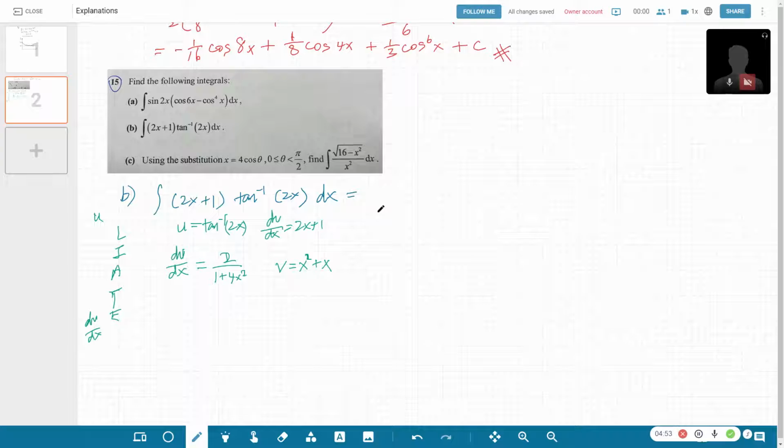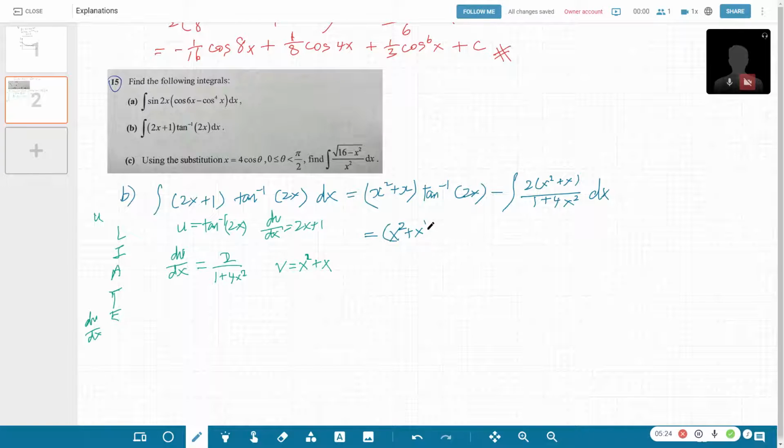So we continue with the integration. This will be equals to uv, which is x squared plus x of tangent inverse of 2x minus integrate of v du dx. So you get 2 of x squared plus x over 1 plus 4x squared. So x squared, this one you bring down, copy down. Now this one is pretty straightforward.